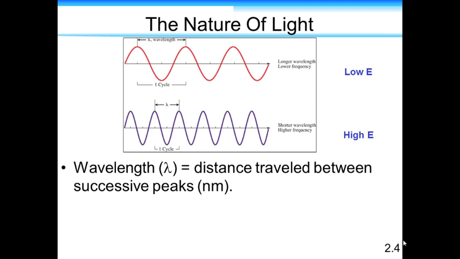So light is defined by the wavelength and the frequency. The wavelength is the distance either peak to peak or trough to trough in the wave itself. One cycle is also defined by one wavelength.